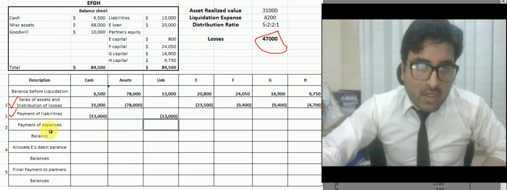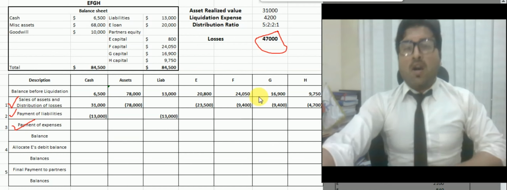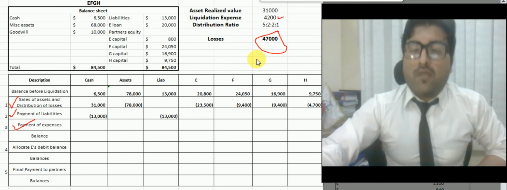This is the second step, and now going to the third step, that is payment of expenses. How much expenses do we have? Look here, these are the expenses, 4,200.